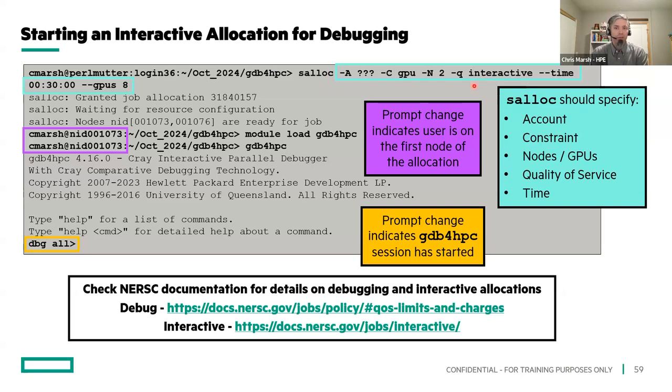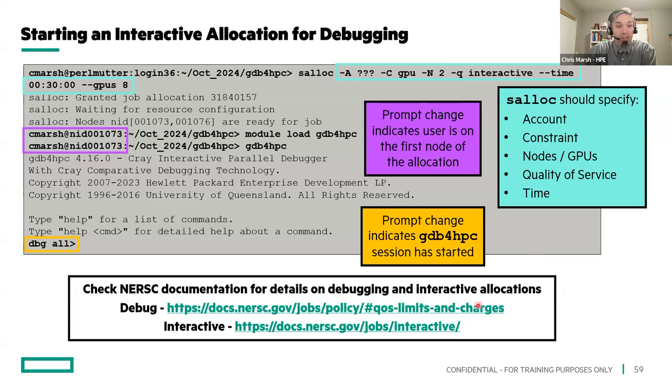A note on that, there is also a quality of service called debug. It is possible to run interactive jobs in the debug queue, but that is maybe not always what you want to do. Interactive is probably better for salloc type stuff. And again, there's good documentation.